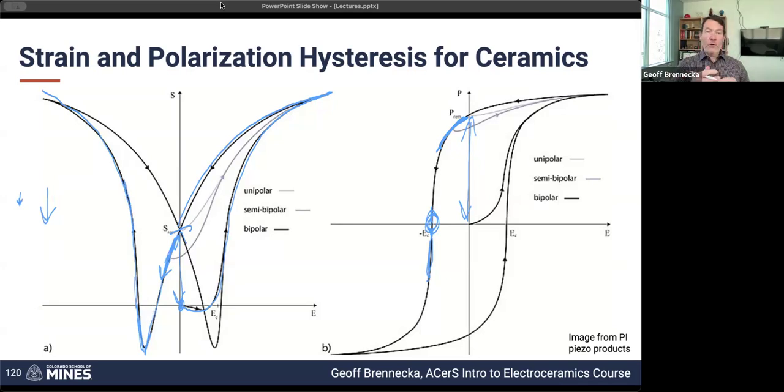So when we apply a field in the direction of the poling, the material is going to get bigger. When we apply the field opposite poling, it shrinks. And when we get to the coercive field, that's when we flip the direction of that polarization. And so you're going to flip the response of the material relative to the amount of field that you're applying.